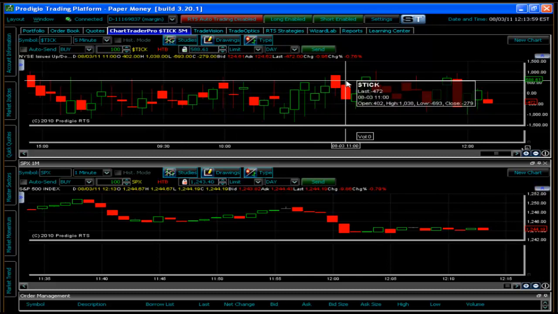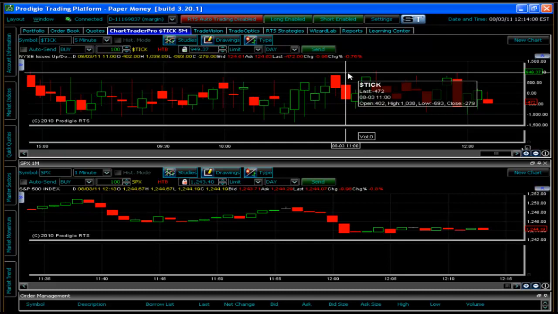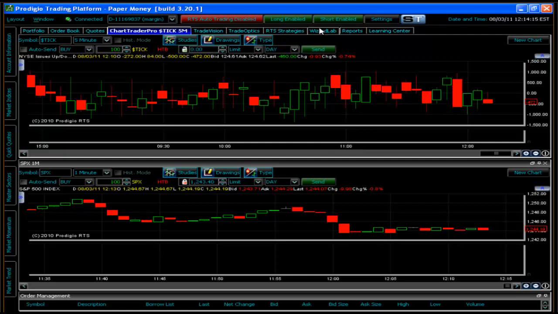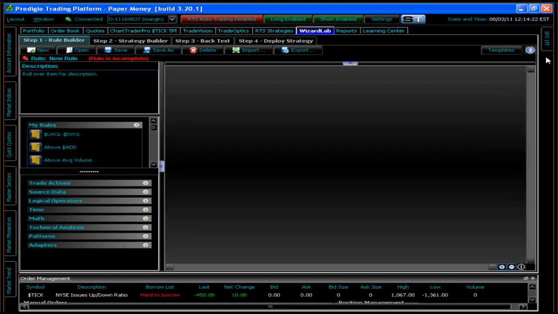So here's a high value, let's see, 1038. We're going to create this rule in Wizard Lab where we're going to find when the actual value of the tick crosses above the positive 1000 or crosses below the negative 1000. So this is how you do it in Wizard Lab. Now I have this chart down here. I'm going to tuck this off into the side right now, and you see it's pinned over on my right hand side of the platform.